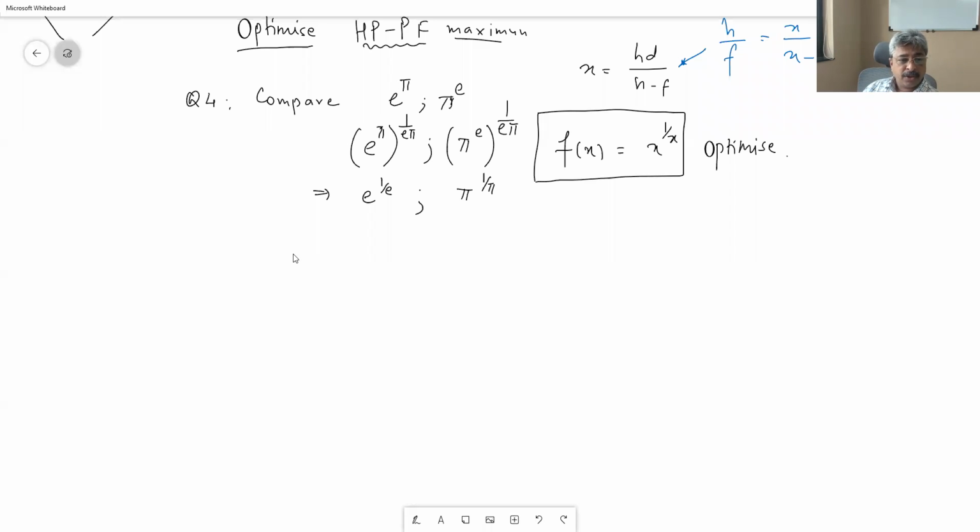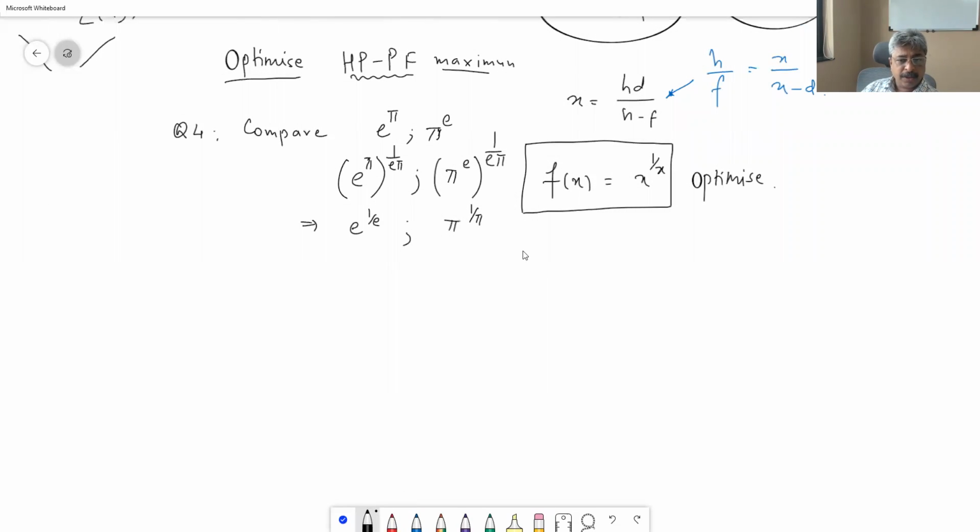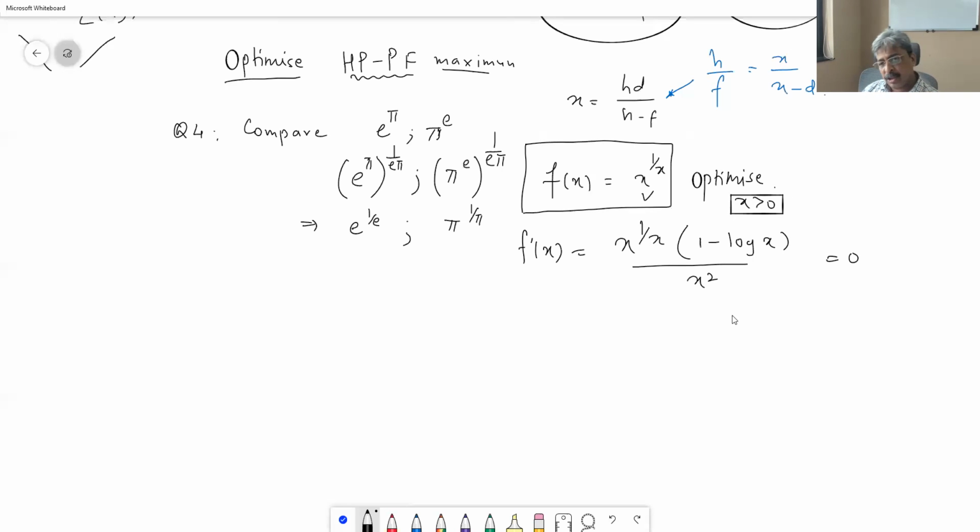It is to be optimized. So first derivative of that, f dash of x, is equal to x raised to 1 upon x inside bracket 1 minus log x divided by x square. When we equate it to 0, now of course when we are defining f of x as x raised to 1 upon x, x is greater than 0 is assumed to be true. Then only this exponential function is defined. So this is no problem, this is also no problem.